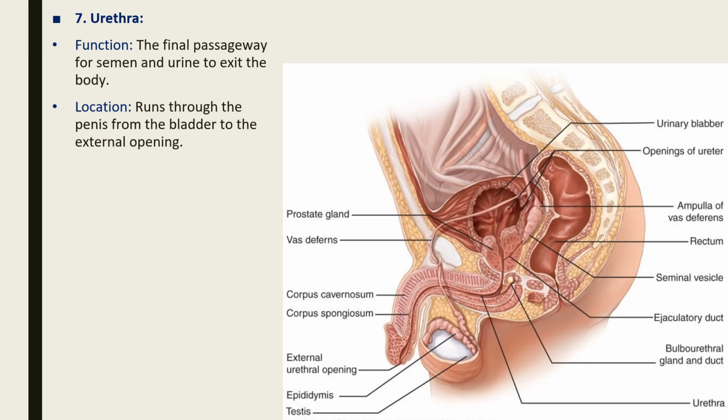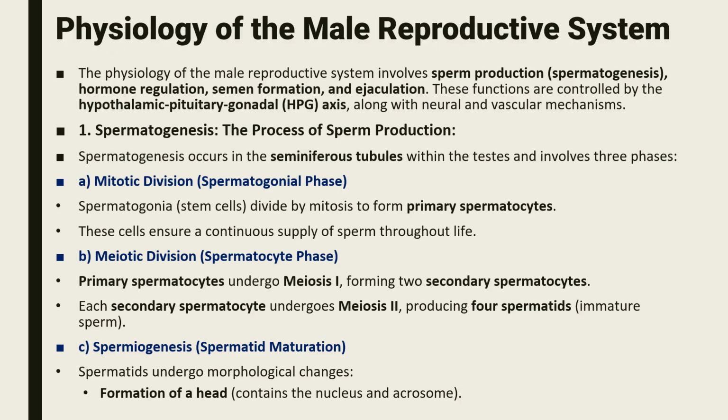Urethra. Its function and location. The urethra is the final passageway for semen and urine to exit the body, and its location is running through the penis from the bladder to the external opening. So the tube which is here in the penis is known as the urethra. As you can see here, this tube comes from here and goes out of the penis, and through it the urine and the semen can go out. That is known as the urethra.